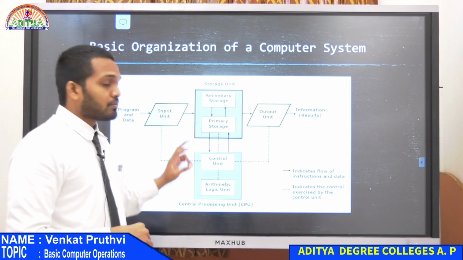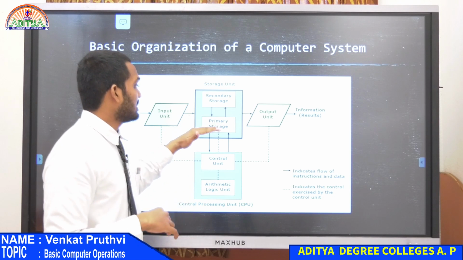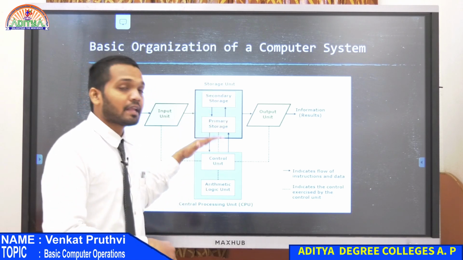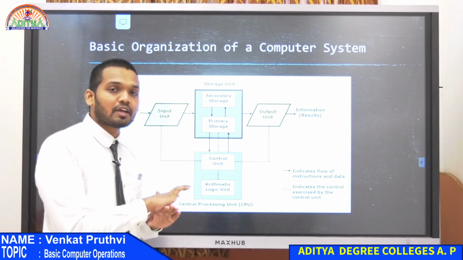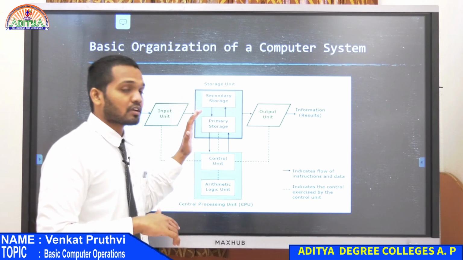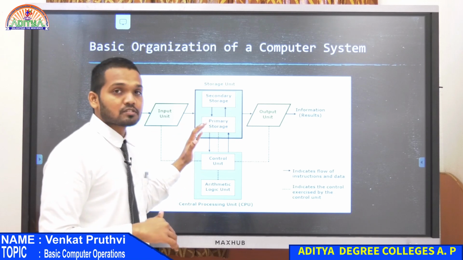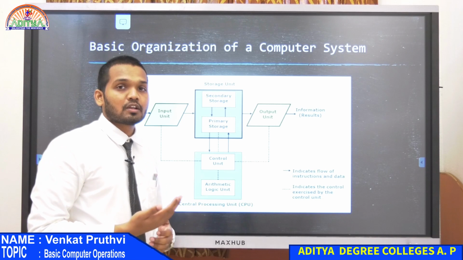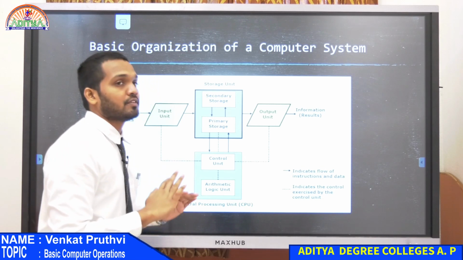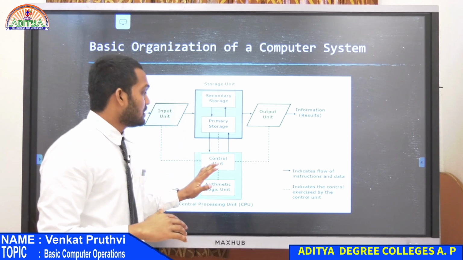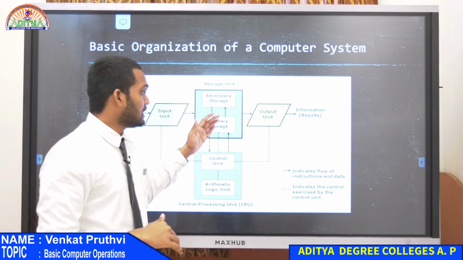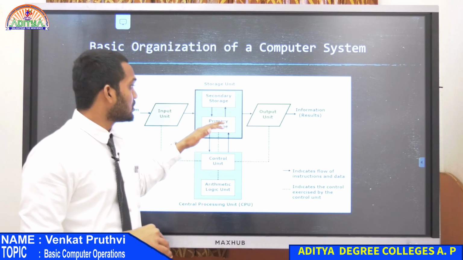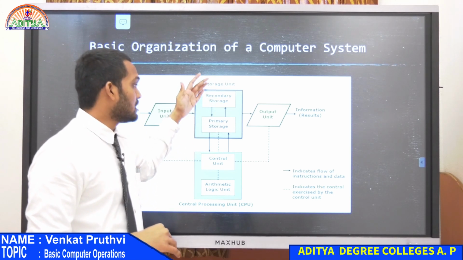The storage unit primarily consists of 2 things: the primary storage and the secondary storage. The CPU never has a direct connection with the secondary storage. It only has connections with the primary storage, because we'll discuss primary and secondary storage in detail later, what are the different types we have and all. But as of now, just remember that the control unit or the CPU only has a direct connection with the primary storage, and in turn this primary storage interacts with the secondary storage and gets whatever data it requires.